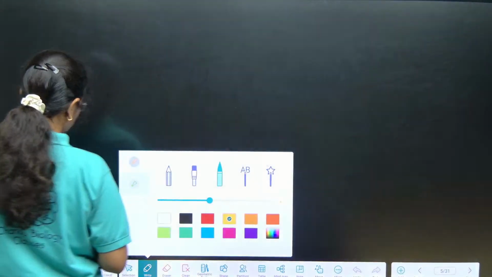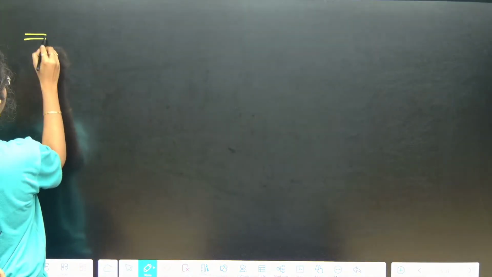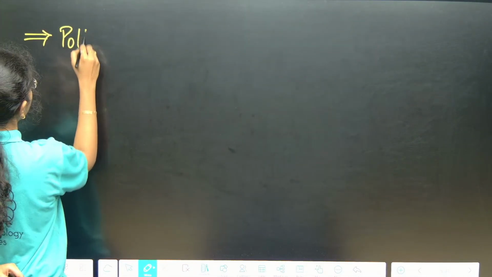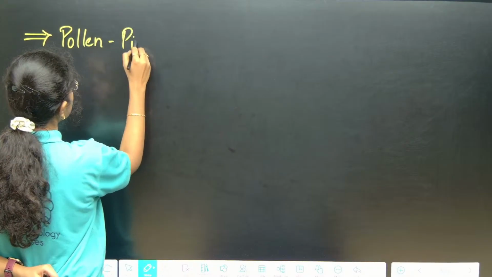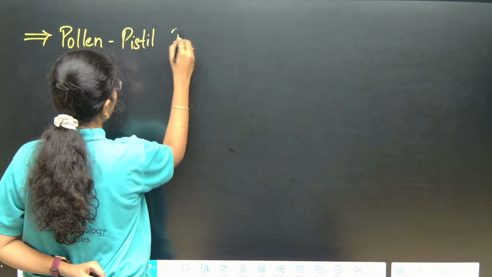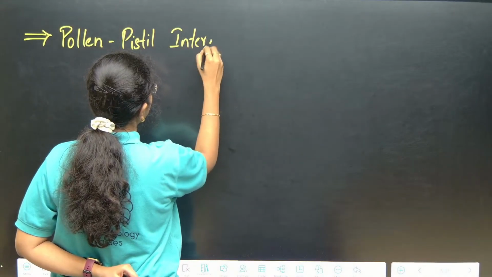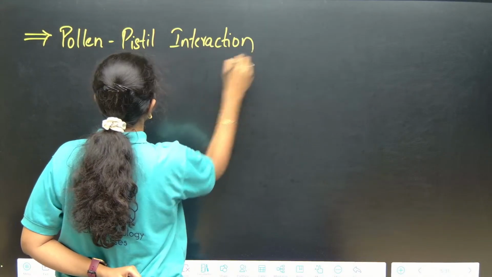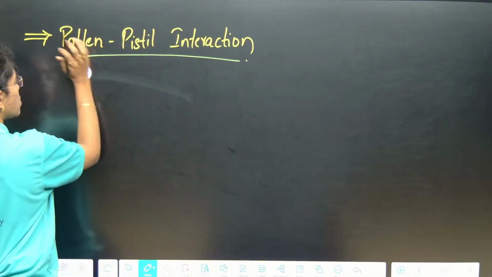So, first thing you remember, beta, from pollen pistil interaction, keep the heading: Pollen pistil interaction. Look into the concept carefully.